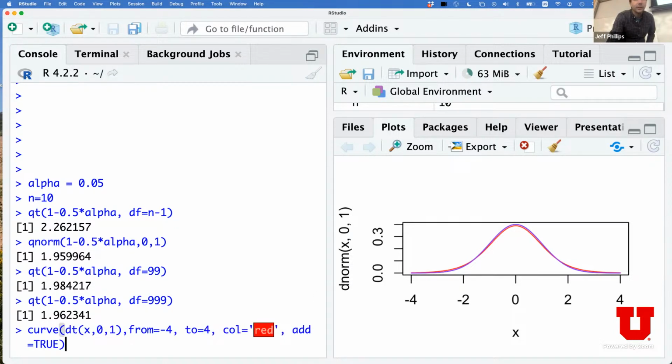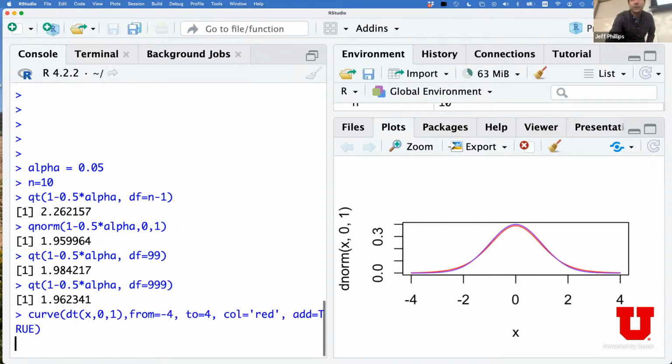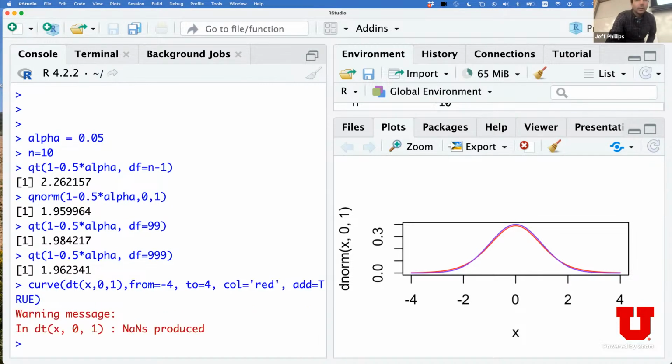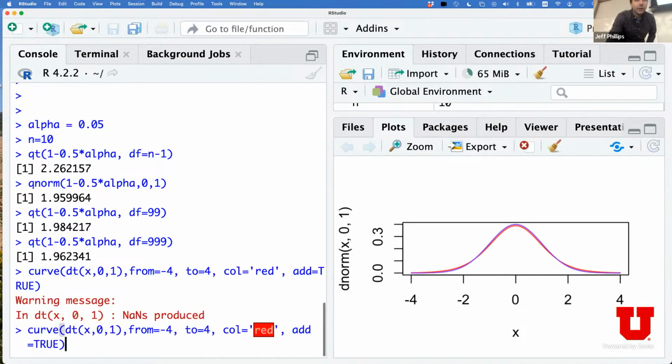Okay, let's try, just to see how to plot this. If I plot this function, what did I do wrong here?